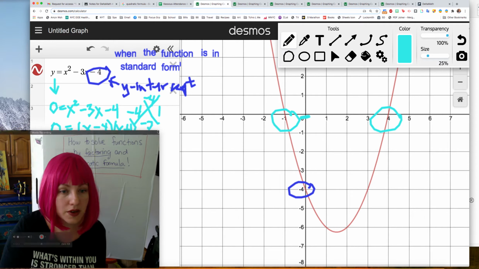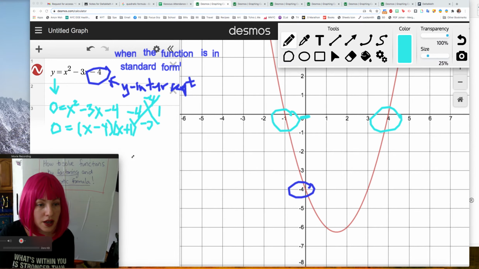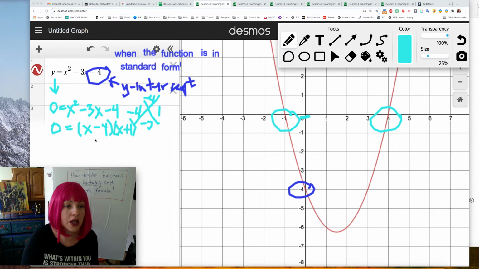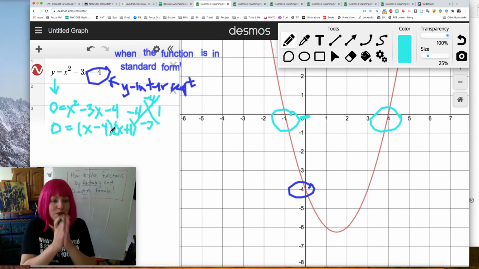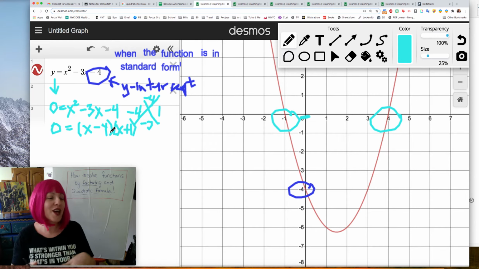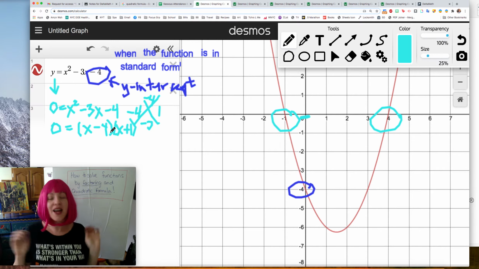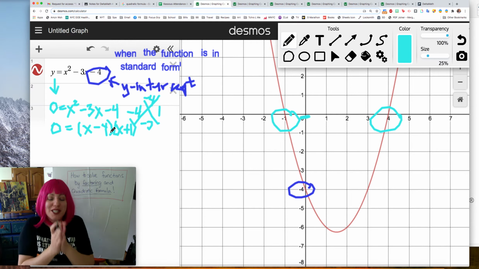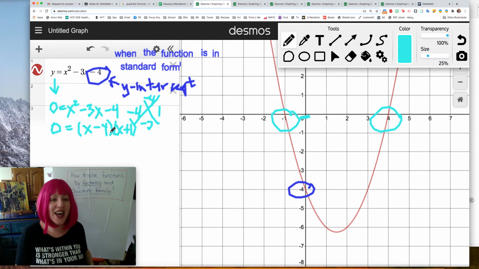Let me see if I can make that a little bit smaller. Okay, perfect. All right, so the next thing we're going to do here is what I call the split and solve. If you've ever seen Legally Blonde, you know the bend and snap. And so I call it the split and solve. We're going to be splitting and solving anytime we have factors.